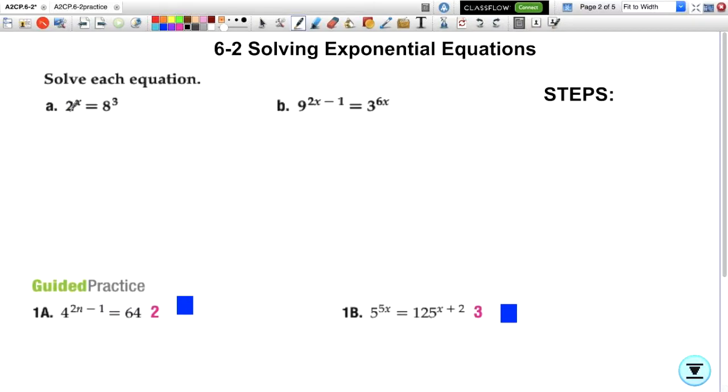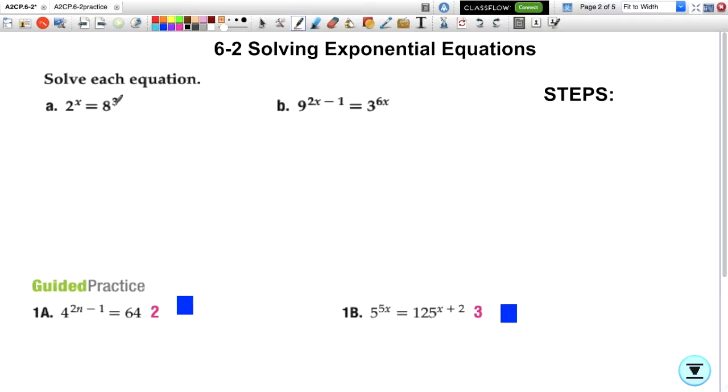So what I want you to think about for a second is these two bases, okay? So right now I have 2 raised to a power, and I have 8 raised to a power. And it's really tricky to compare those because they don't have the exact same bases. If this was 2 to some power and this was 2 to some power, then I know those powers would have to be equivalent, okay?